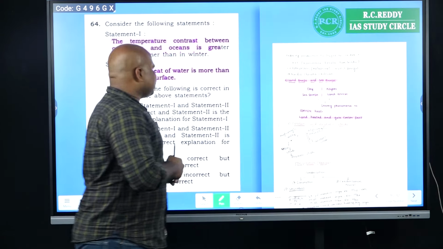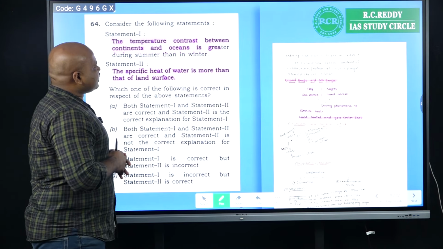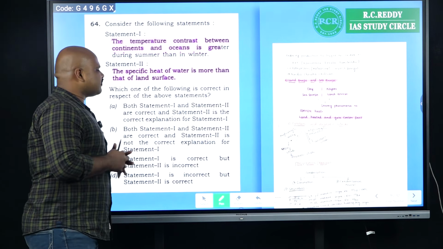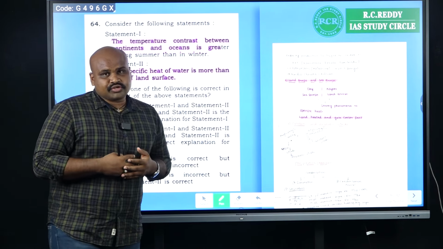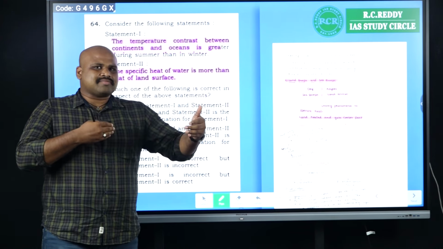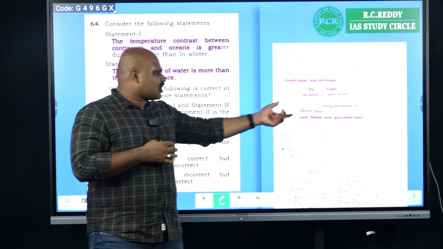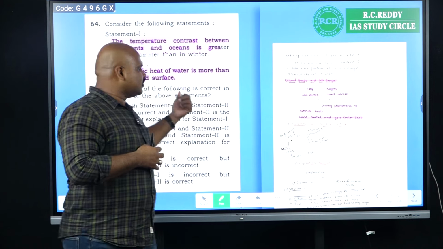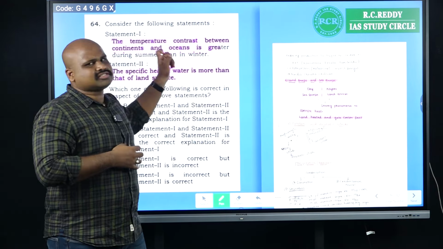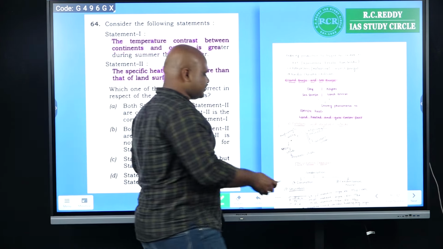Now, the next question is again from geography. The temperature contrast between continent and ocean is greater during summers than in winter, and the specific heat of water is more than that of the land. When I was discussing the wind systems as part of the HR session 2023, I talked about the land breeze and sea breeze. In that context, I talked about the specific heat of the land as well as the water, and the temperature contrast between the continents and the oceans. So that is a direct reflection again from the HR notes 2023.